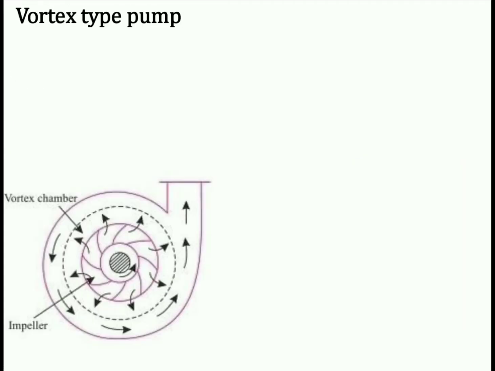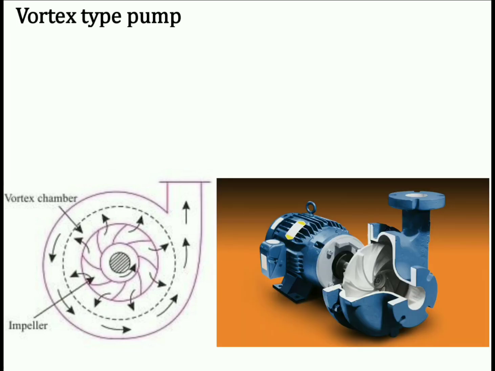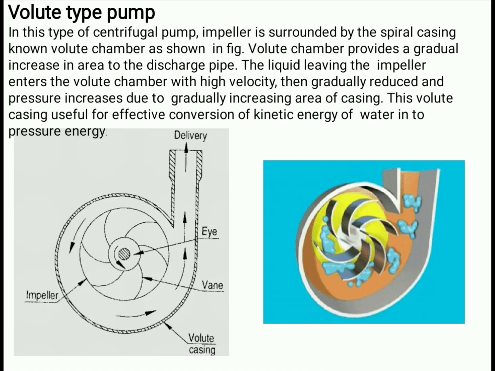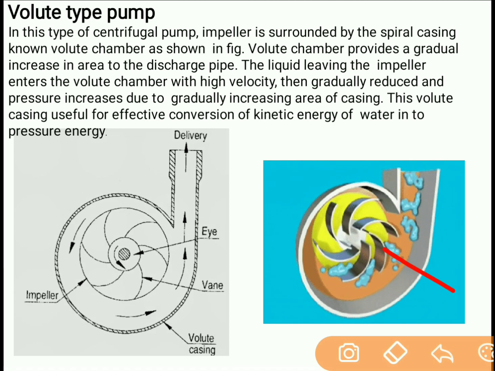Next is the vortex pump. You can see the figure over here. A vortex pump is similar to the volute pump, but in the case of the vortex pump, you can see impeller blades. These impeller blades are connected on a circular disc. So there was no circular disc in the volute type of pump. In the case of the volute type of pump, these are the impellers, and the impeller is not attached to a disc.